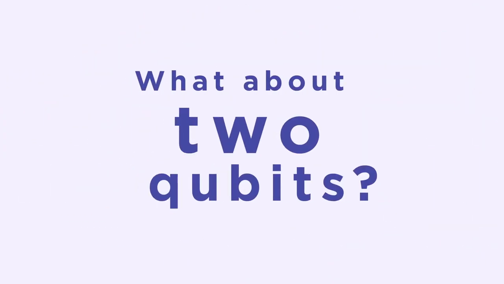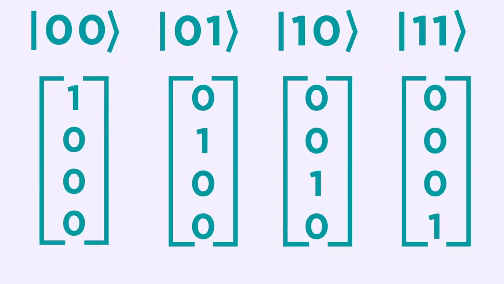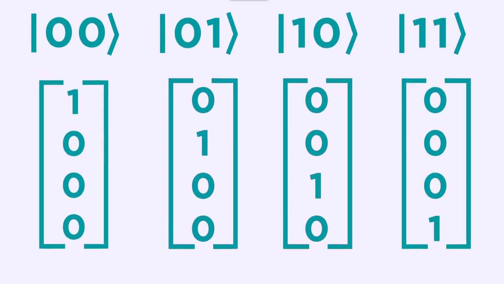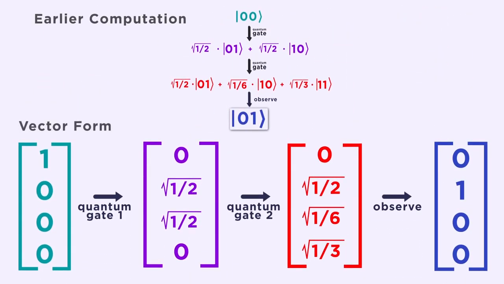What about 2 qubits? It takes a 4-dimensional vector to represent the 4 possible states. Here's the earlier computation in vector form.